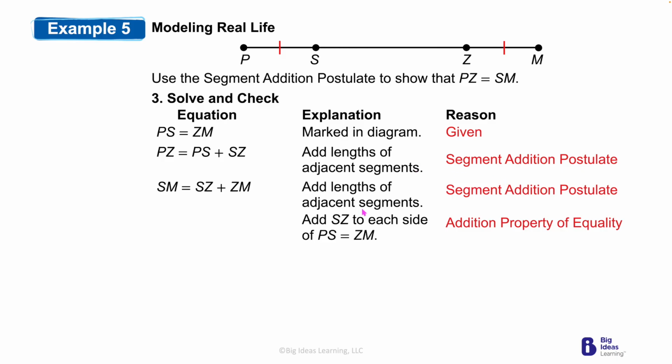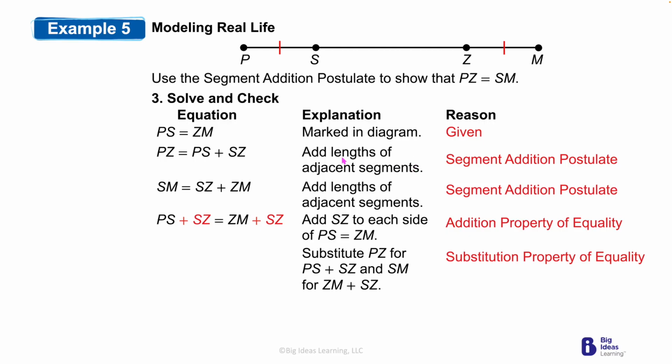So we're going to add SZ to each side of our first equation, PS equals ZM. Because remember, these are numbers, these are distances, so we can do that. It's like solving an equation. Now, since we have the other equations here, we're going to substitute PZ for the left-hand side and substitute SM for the right-hand side because that's what they already are.